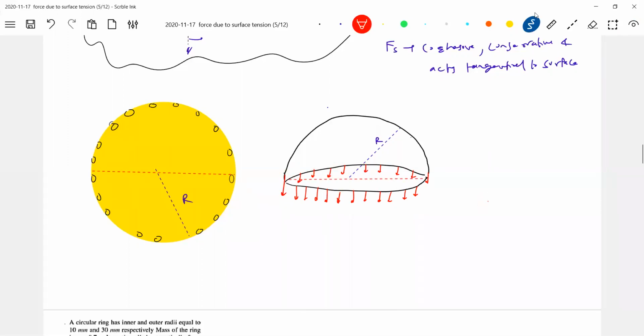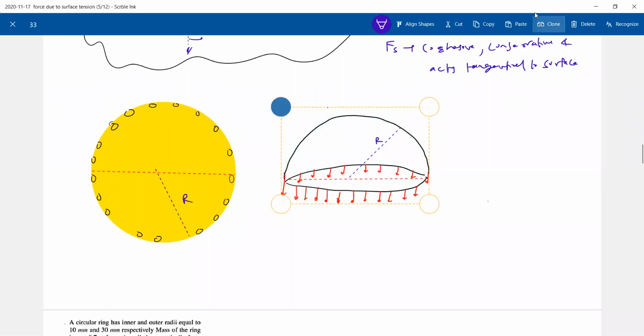Instead of this, if I cut that particular liquid drop, or that lemon, at this particular point. So why should this arrow be vertical? It should be in this direction. No? This molecule will try to pull this molecule downward. This molecule will try to pull this molecule upward. Will I agree? No. If I cut this, say like this one, no?